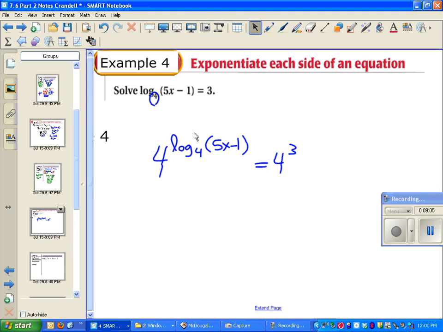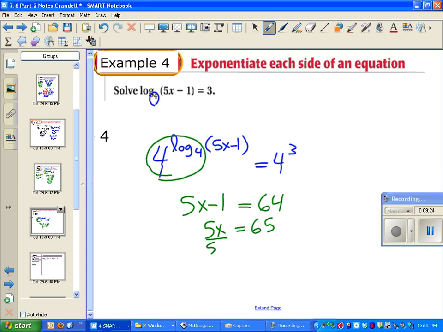Now, do you guys recognize the inverse? Circle the inverse. Good job, right there. And so that goes away, and we have 5x minus 1. And then 4 cubed is 4 times 4 times 4, so that's 64. And then I add 1 to both sides to get 65. Divide by 5 on both sides, and x is equal to 13. So if you did that all by yourself, great job.